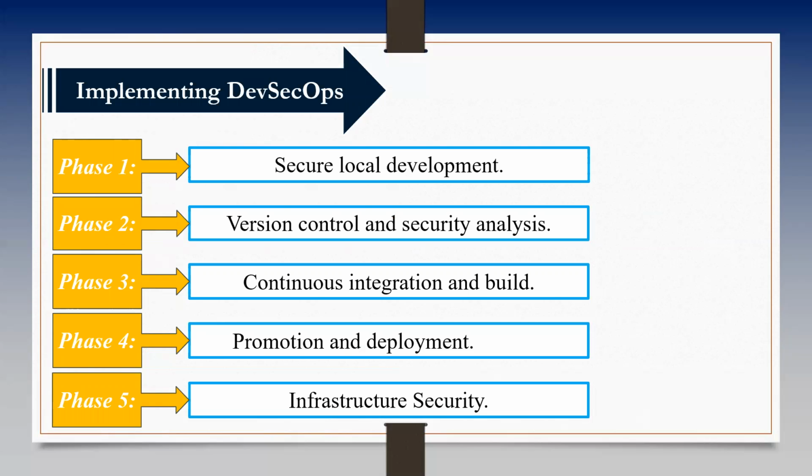Implementation of DevSecOps. There are five main phases. The first phase is secure local development. What is secure local development? Secure local development starts by implementing a safe working environment.